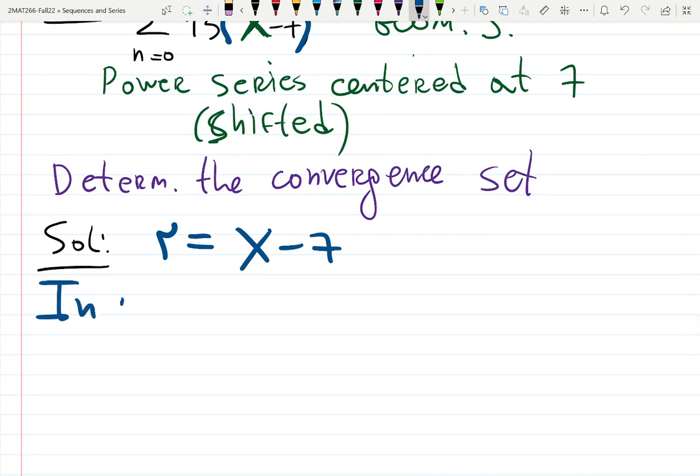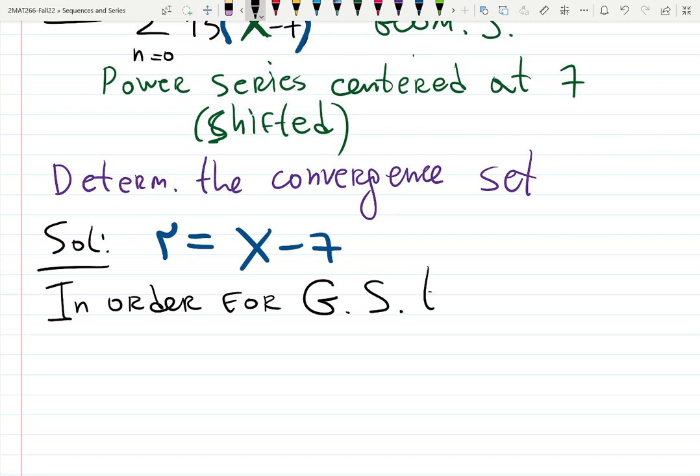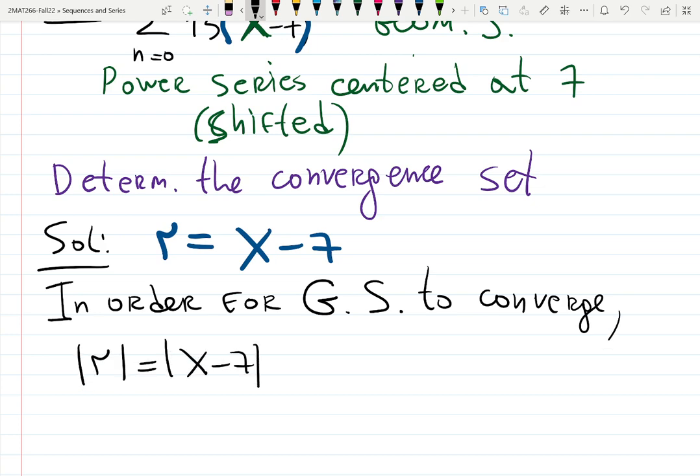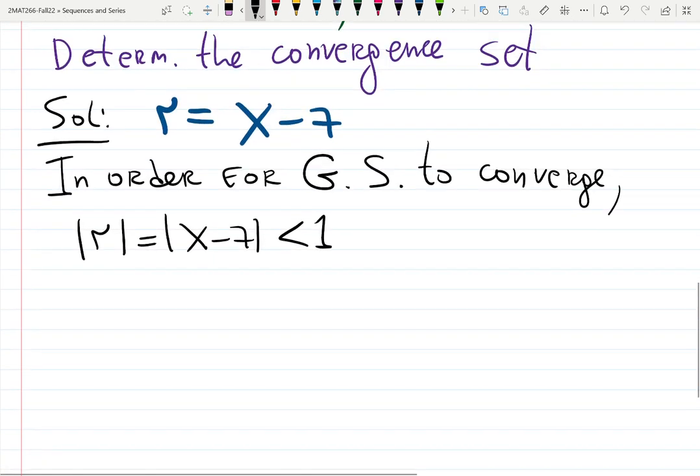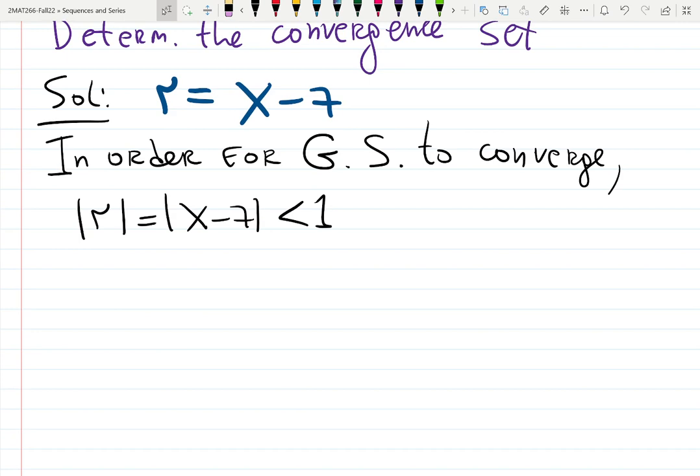So in order for a geometric series to converge, R by absolute value, which is the absolute value of x minus 7, must be less than 1. We did this before in the homework. That was a very first introduction to power series without mentioning it. So you solve for x, and that gives you a safe space. And also interesting, a geometric series must be strictly less than 1, so we don't have to check the ends of the interval we're going to receive.